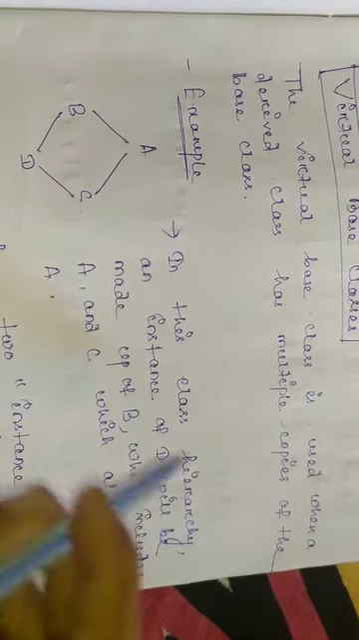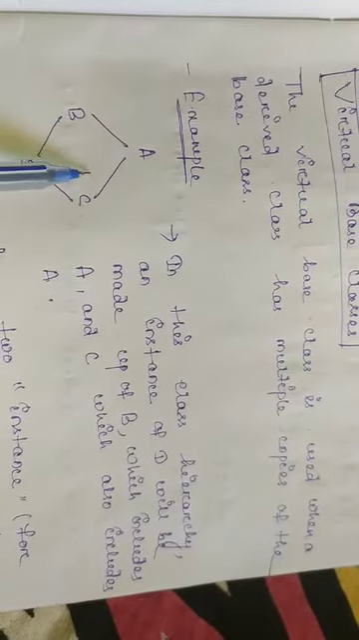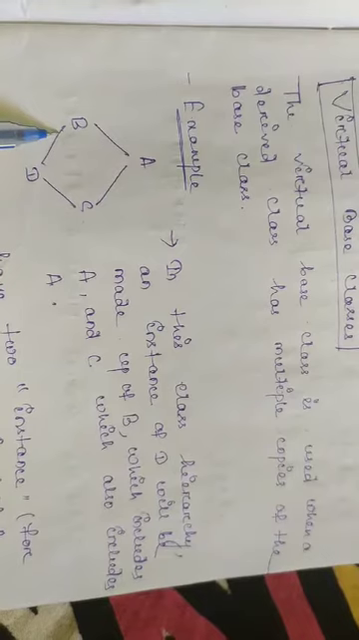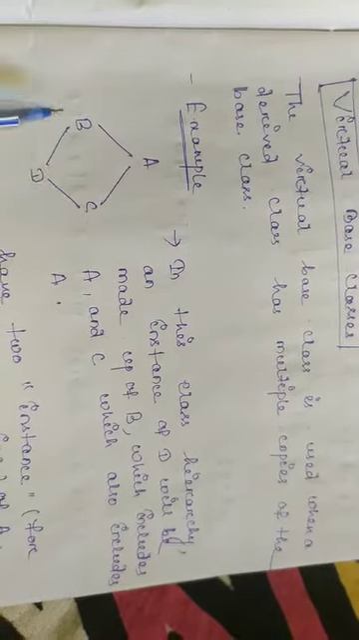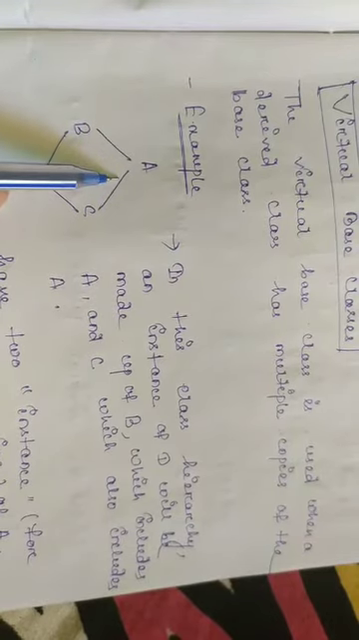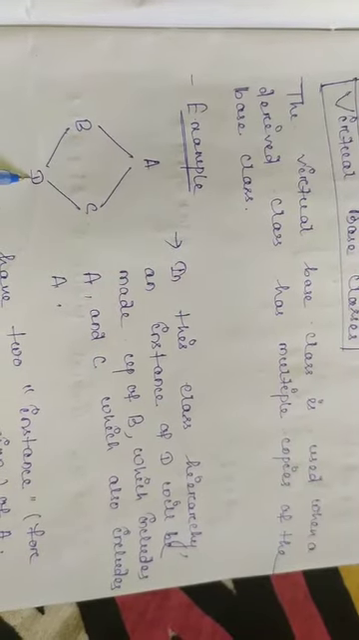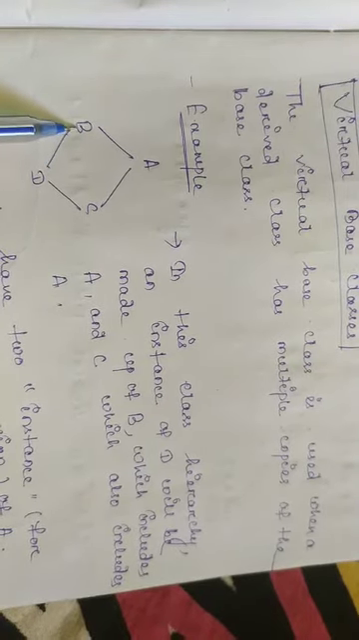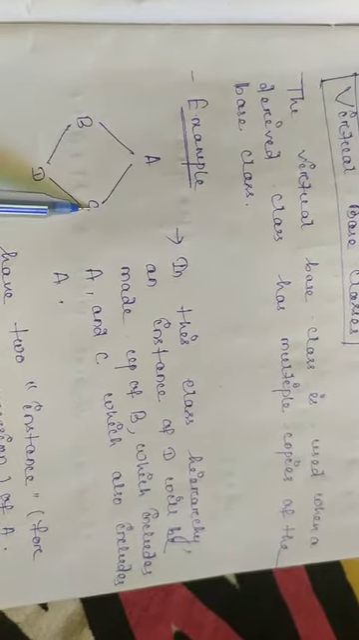That means in this example, here is a base class A, and B and C are two classes which are derived from the class A, and a class D which is derived from both the classes B and C.